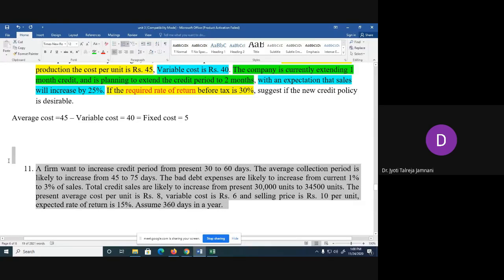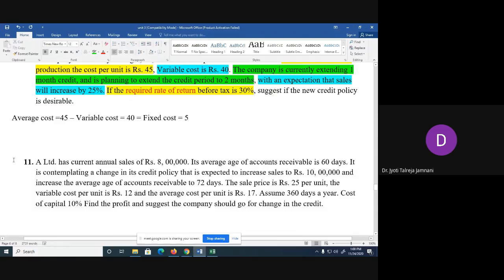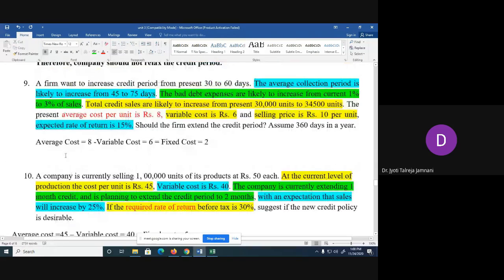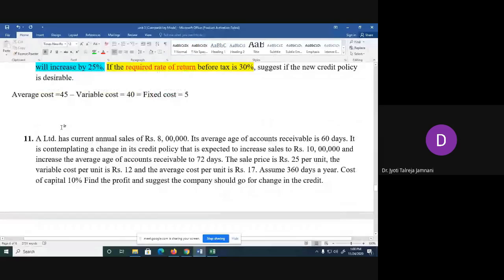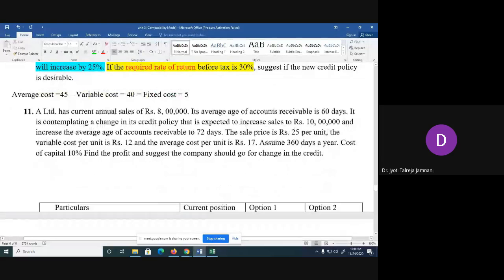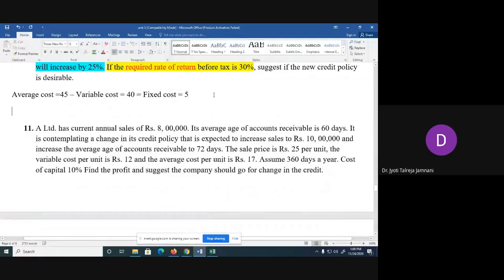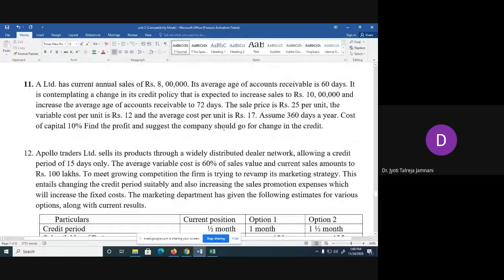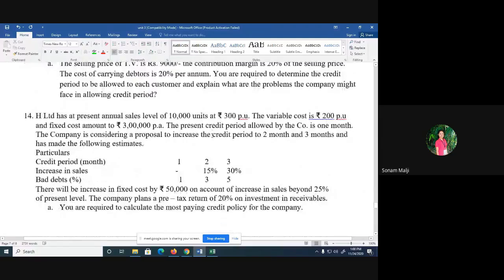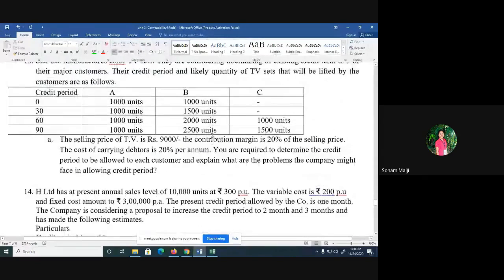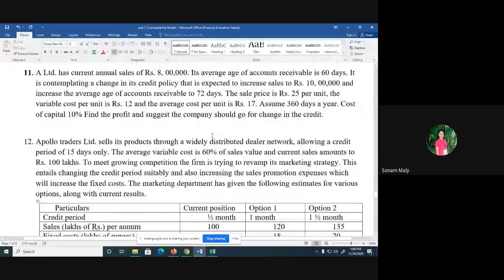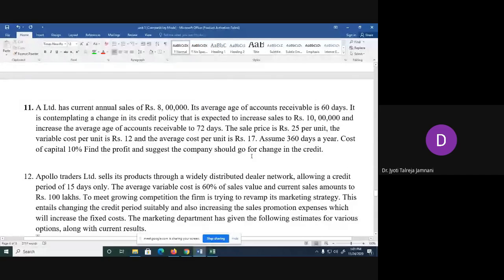The 11th sum is exactly similar to the 9th one, so I deleted it. Let's do the next one. So this sum, it will take another 15-20 minutes. I hope it's okay and we can continue, right? Sure, ma'am. Or will you try this at home? Sure, ma'am.